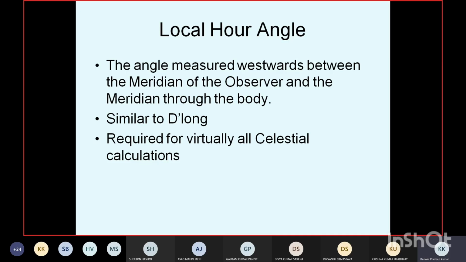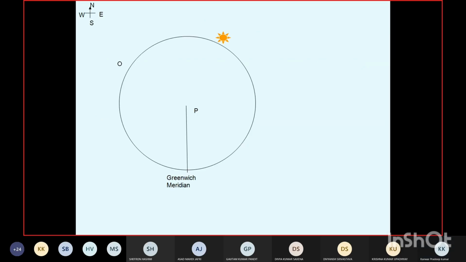Only if I know the local hour angle from the body will I know the position. The relative position of the body from SHA, GHA is okay, but then how far I am from the body, local hour angle, that is also very important. The hour angle: the angle measured westward between the meridian of the observer and the meridian through the body.